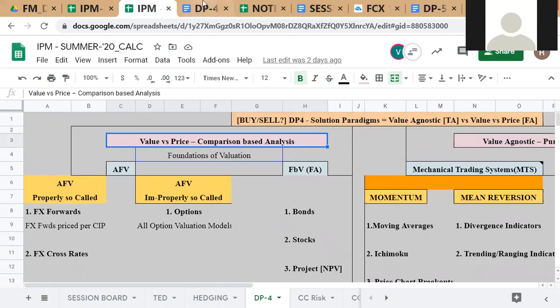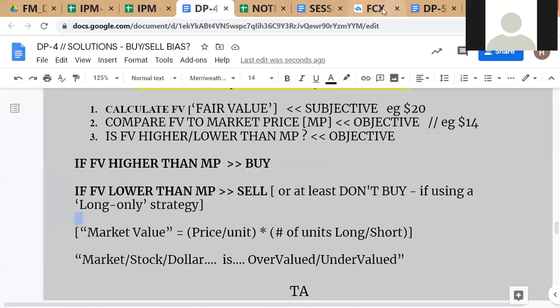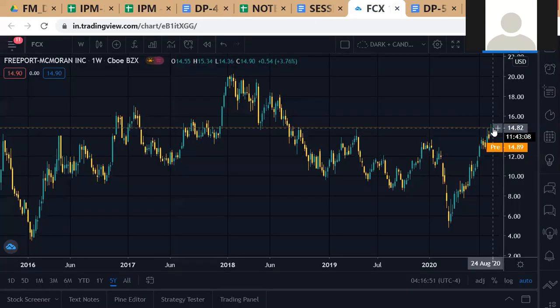What you're essentially saying is the market doesn't really know much. I don't trust the market's judgment. I think that the fair value of the asset that I'm looking at, in this case say FCX, what the asset is actually worth or should be worth, is something different from what the market believes.